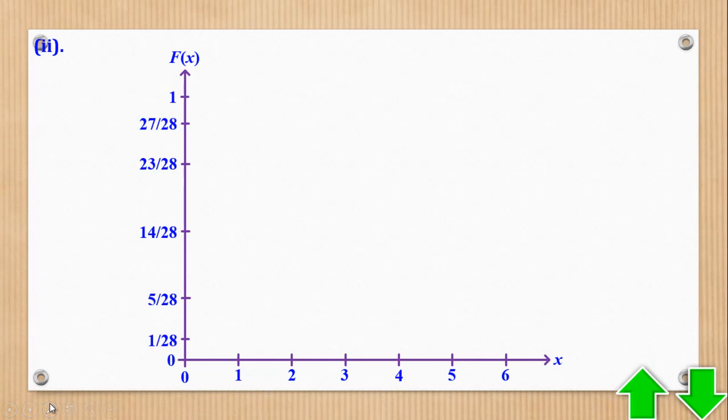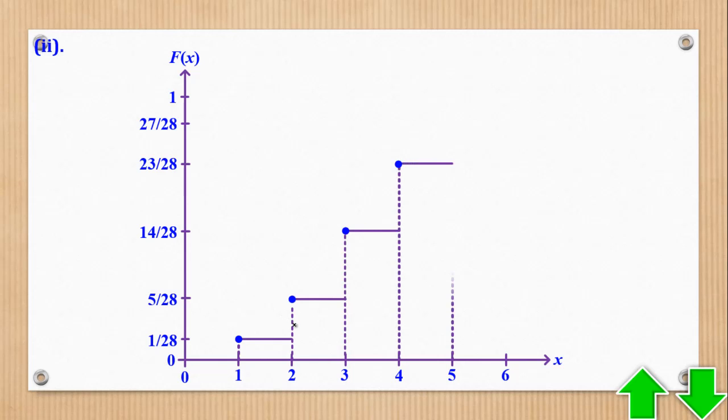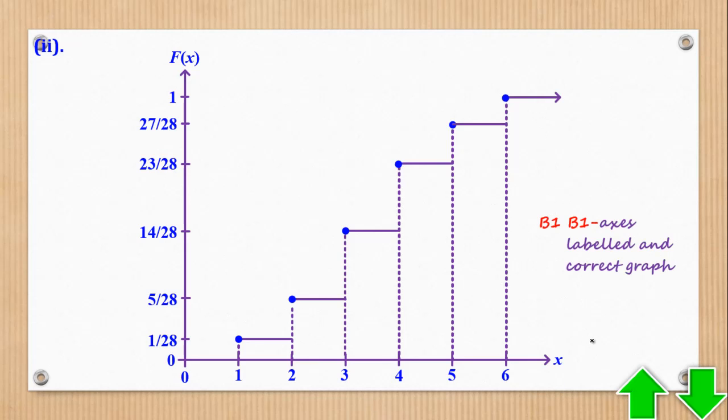Then we can now draw our graph. When x is 2, probability cumulative comes to this. When x is 3, cumulative comes to that. When x is 4, cumulative comes to that. When x is 5, cumulative comes to that. And when it's 6 and above, we put an arrow. Okay, so that is the graph, and that's how we could get the 2 remaining marks.